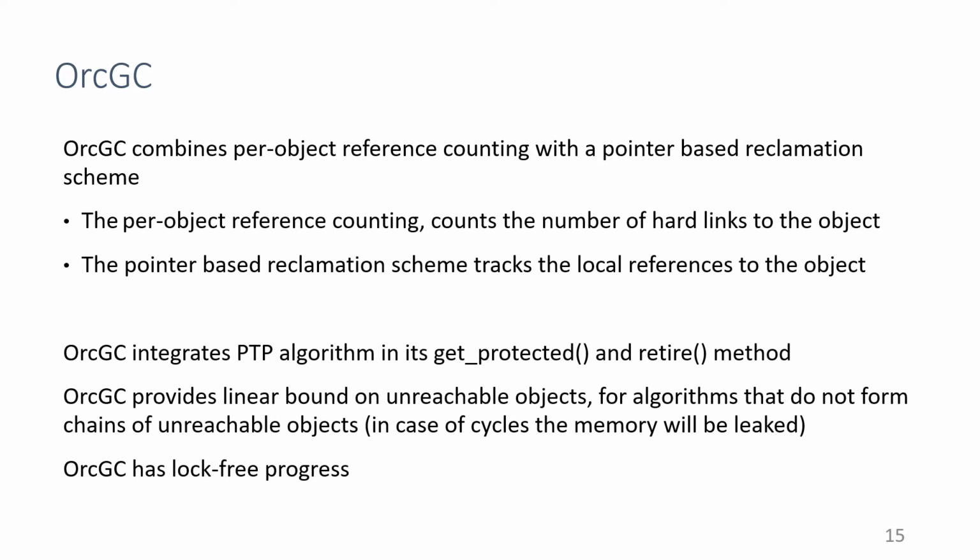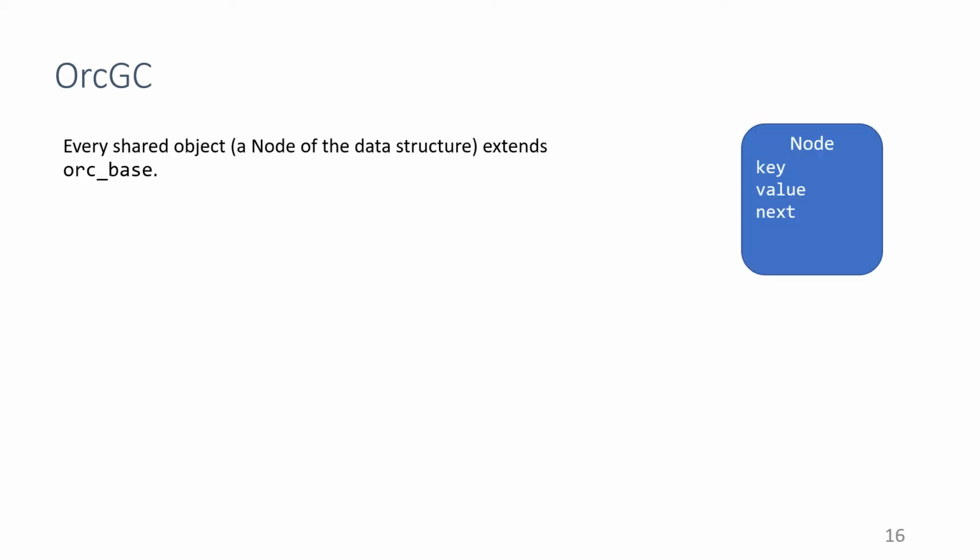OrcGC integrates PTP as its pointer-based reclamation scheme. It provides a linear bound on unreachable objects for algorithms that do not form chains of unreachable objects. In case there are cycles of unreachable objects, that memory will be leaked. OrcGC has lock-free progress. In order to track the number of hard links to a shared object, every shared object must extend OrcBase.